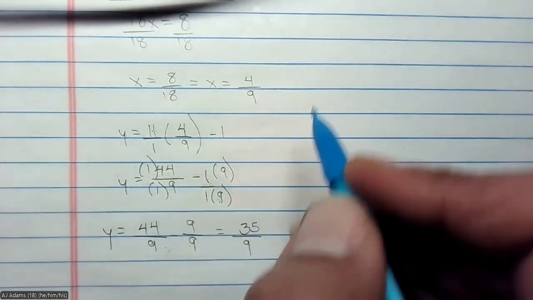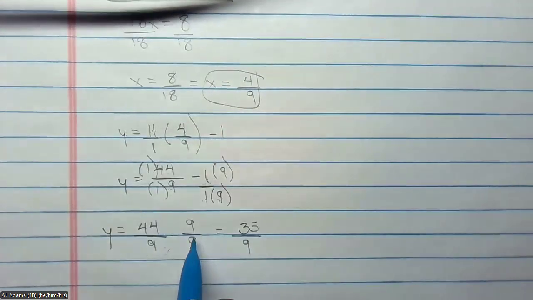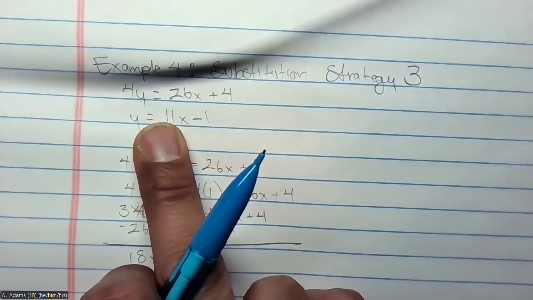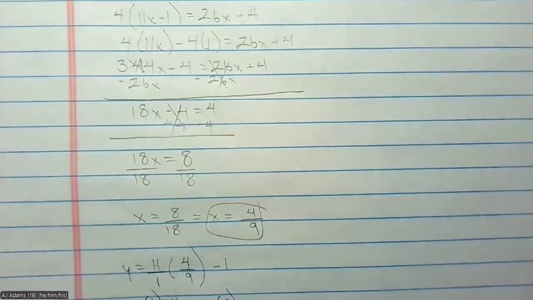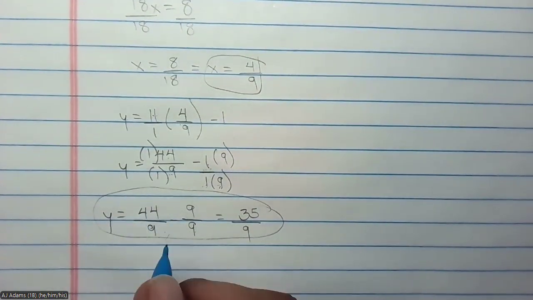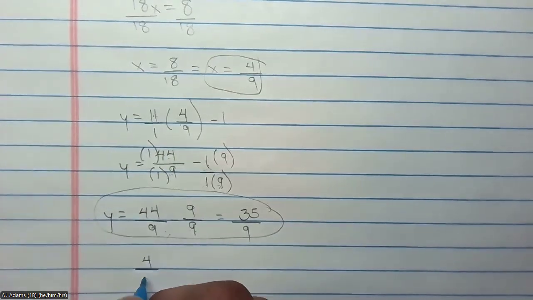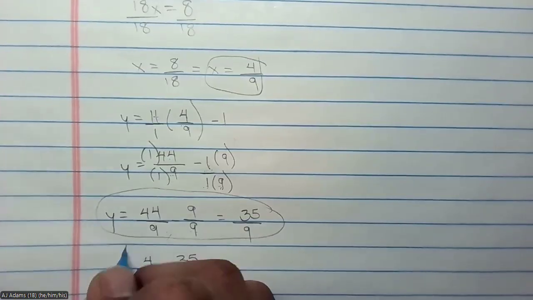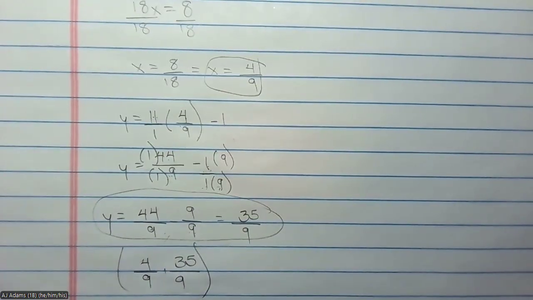So now we have an x value and a y value, and we can put them together. And the solution to this system of equations is the ordered pair 4/9 and 35/9. Whew. This point is where both lines intersect.